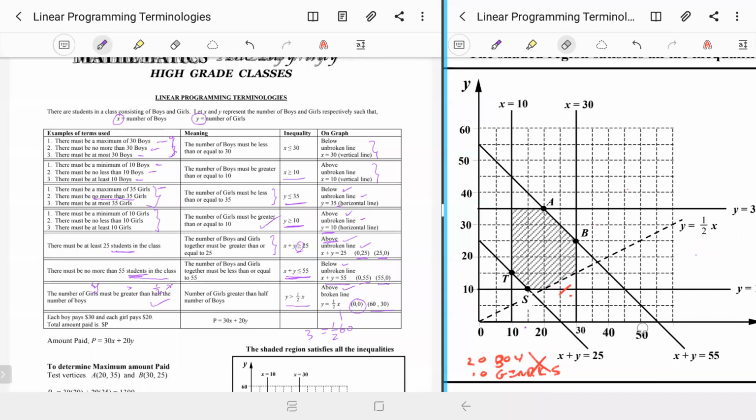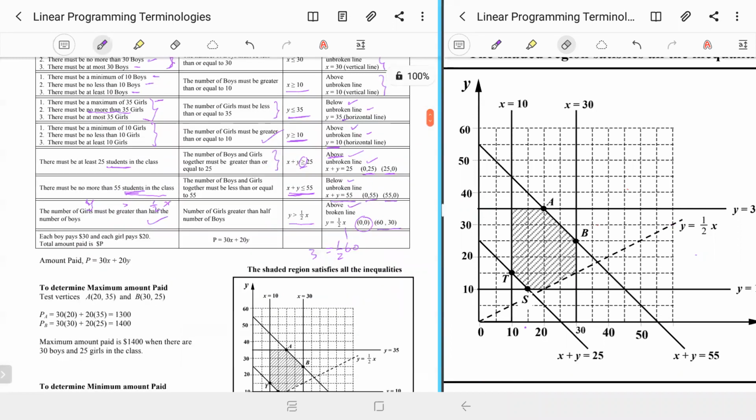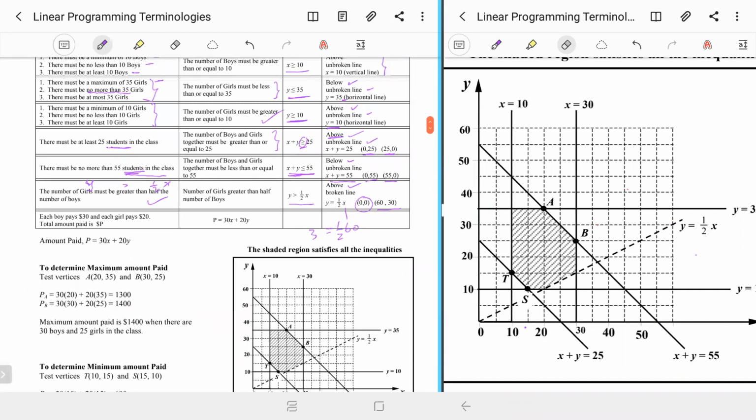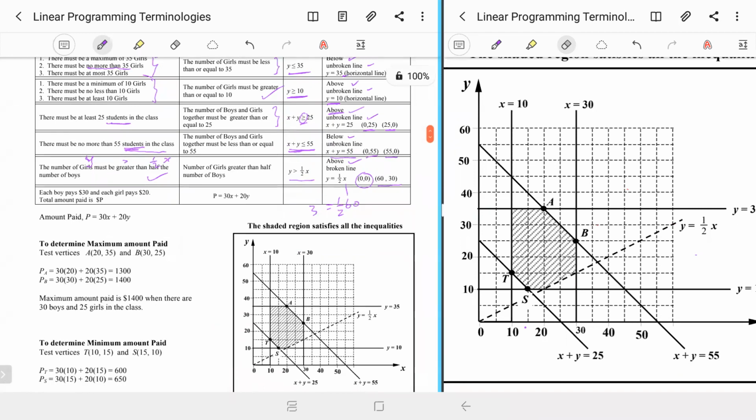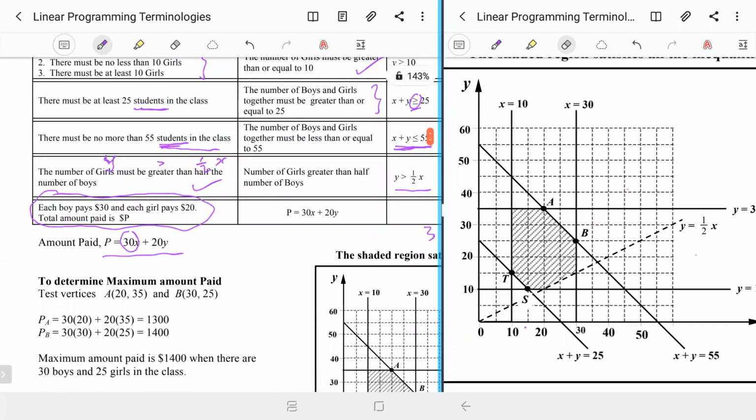How the calculations come into play to get the maximum and minimum. We're looking at an example. This question says the amount paid by the students is given by the formula 30x plus 20y. So what this statement means is that the boys paid $30 each. It said it right here. It says each boy pays $30, so it's $30 for each boy, and each girl pays $20. And the total amount paid is P.